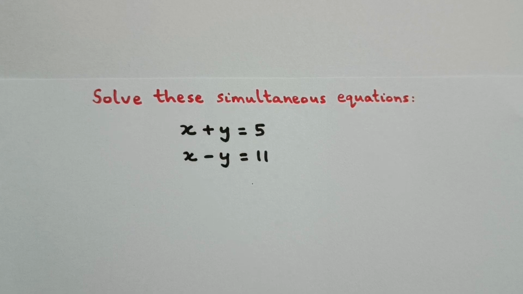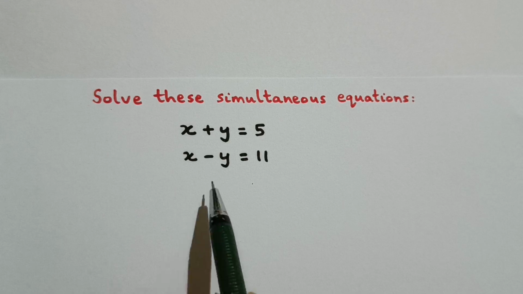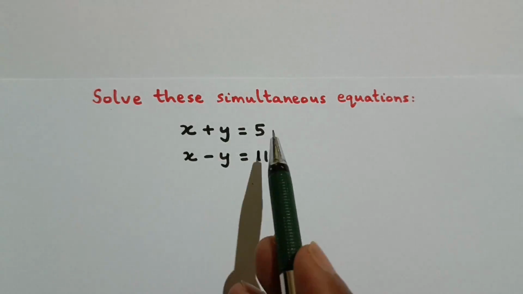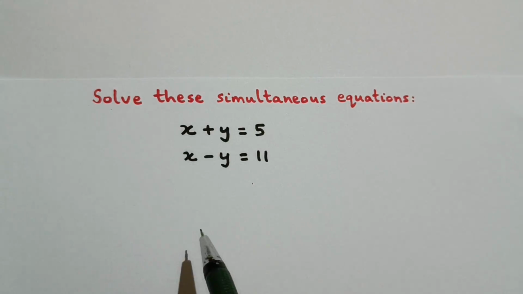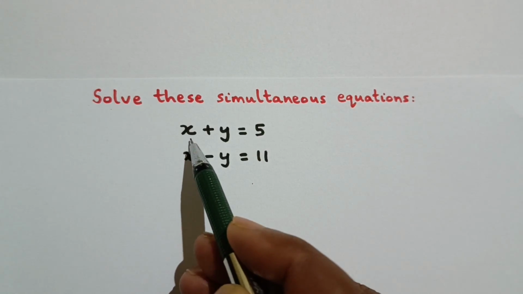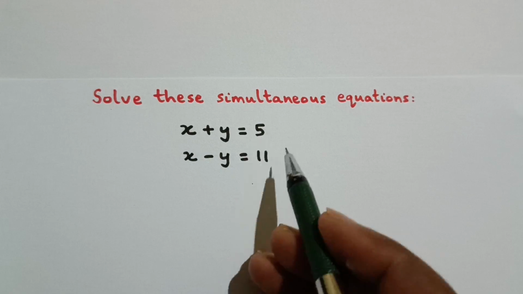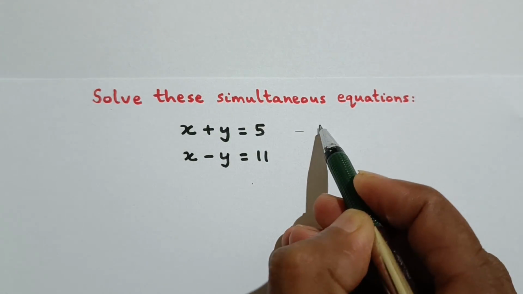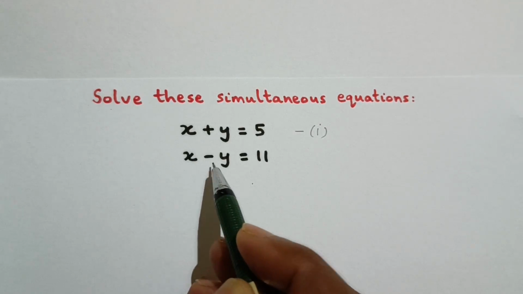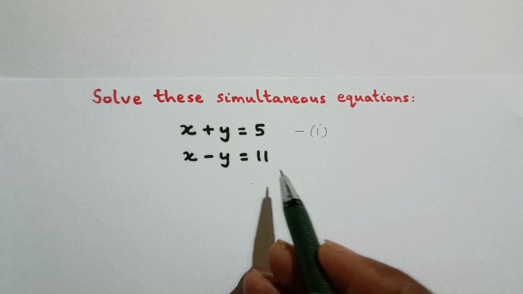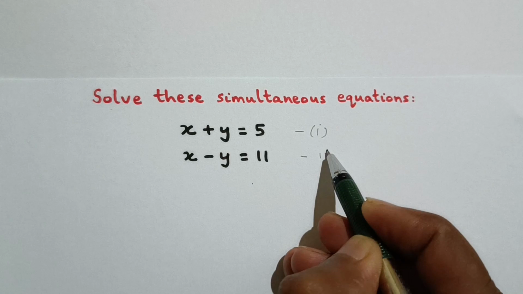Welcome. In this video, I am going to solve this particular question. So here we have to solve these simultaneous equations. So let us say x plus y equals to 5 as equation number 1. And let us say x minus y equals to 11 as equation number 2.